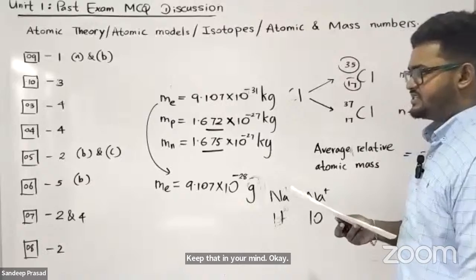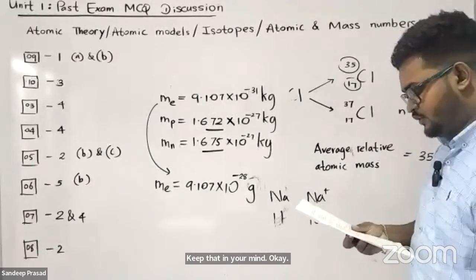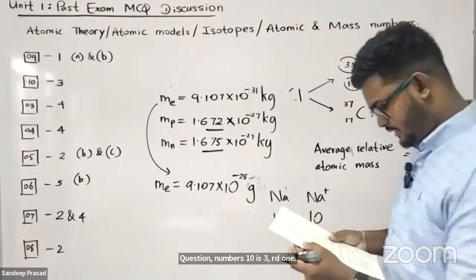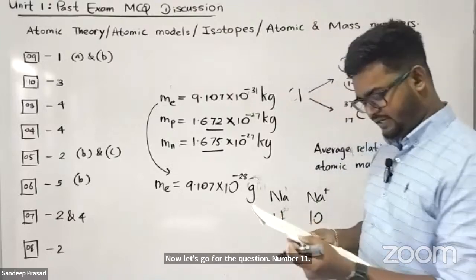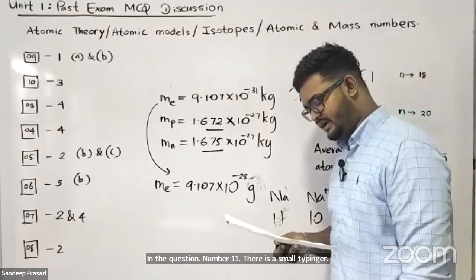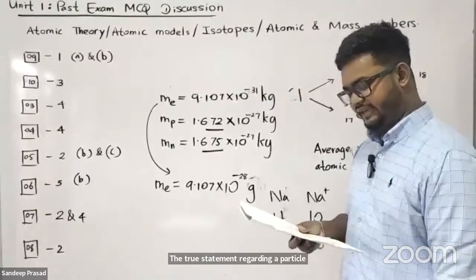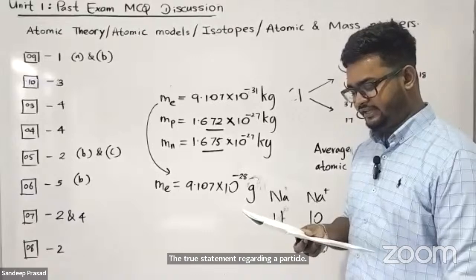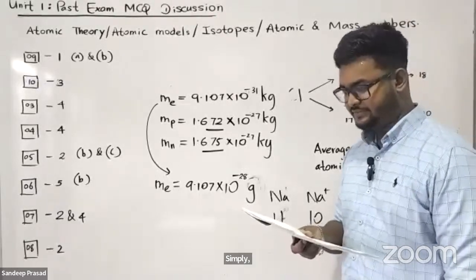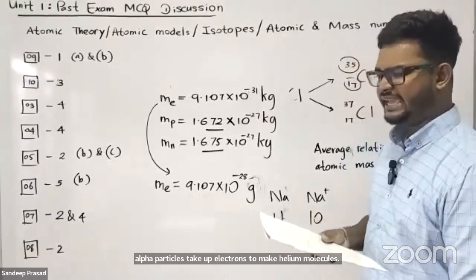Question number 10, answer is the third one. Now let's go for question number 11. In question number 11, there is a small typing error also. Let's see. The true statement regarding a particle. Now, simply, alpha particles take up electrons to make helium molecules. Is that correct? Yeah, alpha particles are actually taking electrons.